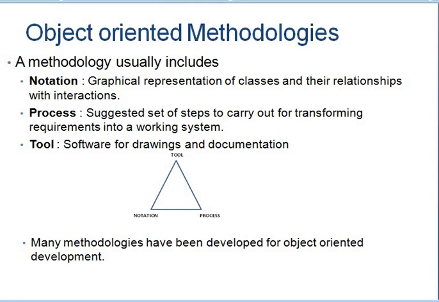In these methodologies, usually we include notation, process and tools. These are the basic three components for any methodology. Notation is nothing but the graphical representation of classes and their relationships and interactions with other classes. Process suggests a set of steps to carry out for transforming requirements into a working system. That is a set of processes. And a tool is nothing but the software which is required for drawing and for documentation.